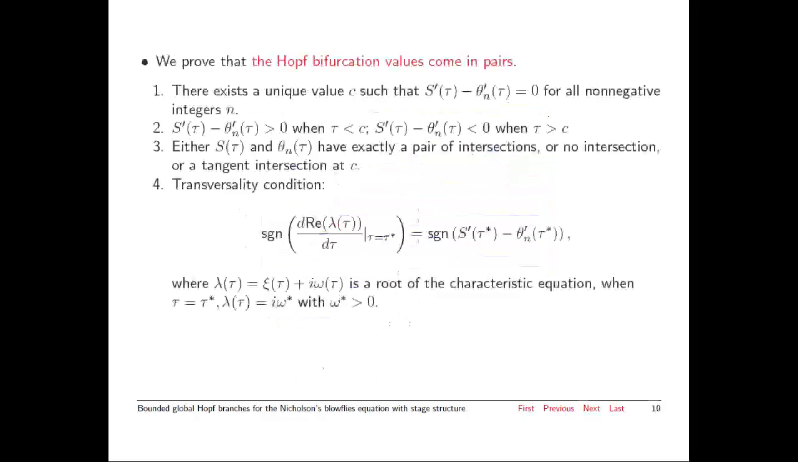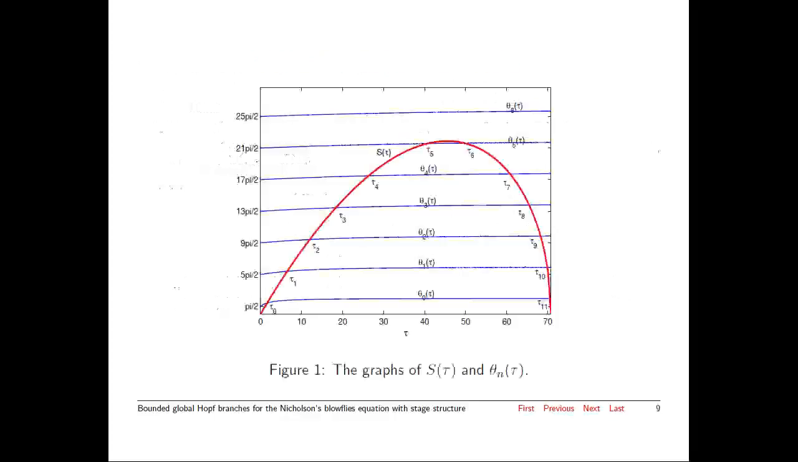We first obtained that there exists a unique value C such that the derivative of S is equal to the derivative of theta n at C. And also when the time delay tau is less than C, then S minus theta n is strictly increasing. Otherwise, when tau is larger than C, S minus theta n is strictly decreasing. And also you can see at two ending points, S minus theta n should be negative.